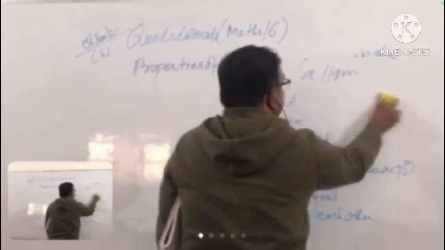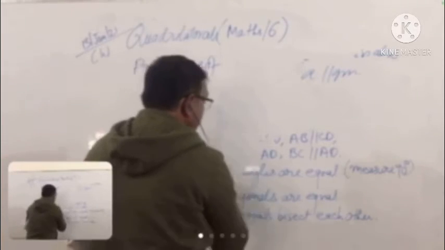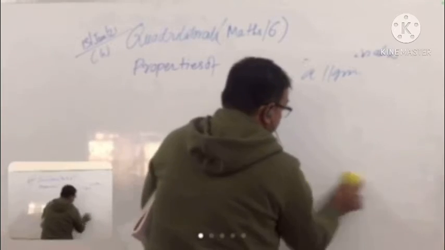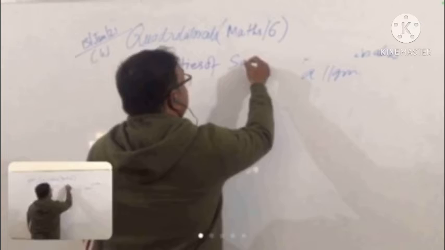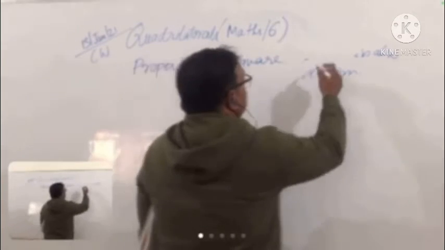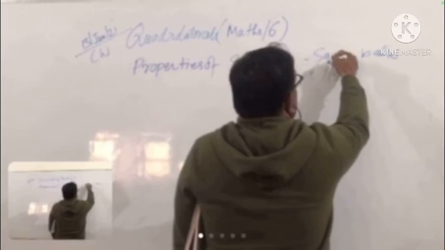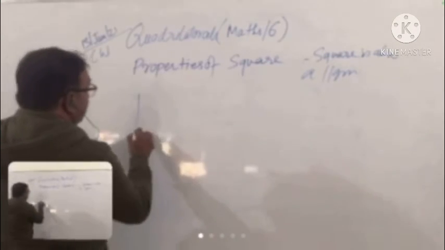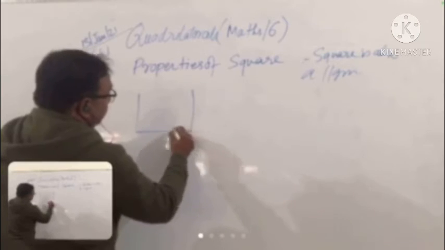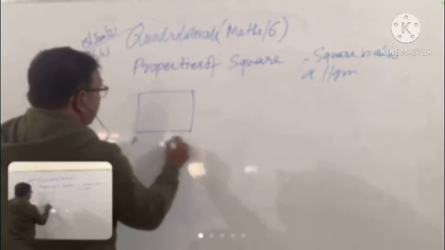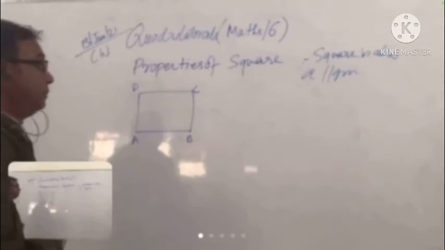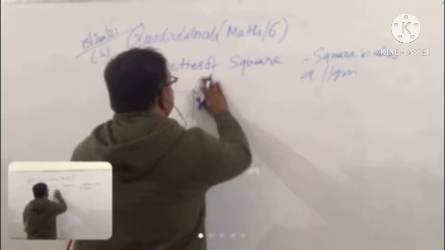I think the properties of rectangle are clear to everyone. Now let us start the properties of square. Square is also a parallelogram. Suppose ABCD is a square. So the properties of a square are very clear, and I think you all know about the square.